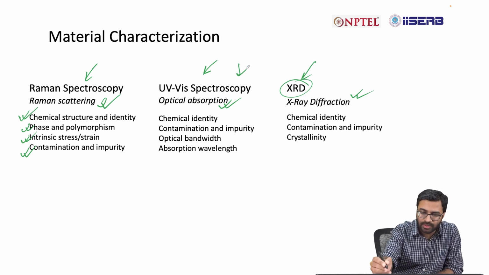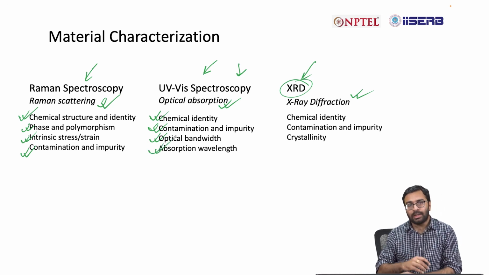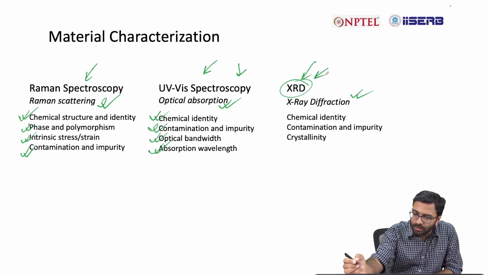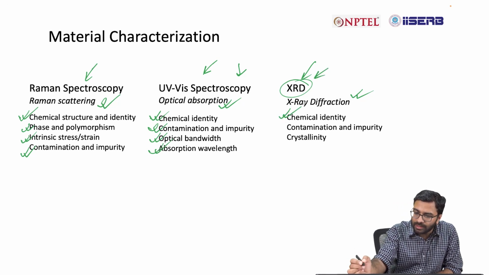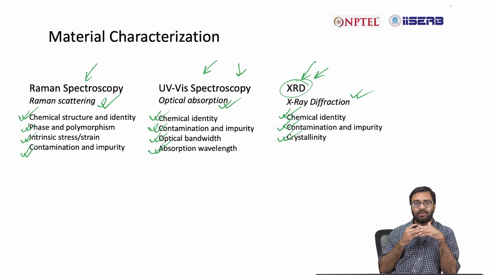Similarly, using UV visible spectroscopy, you will be able to detect to some extent chemical identity. You can also detect contamination and impurity. You can detect the optical bandgap of that material and then absorption wavelength. So you also can say at what wavelength the optical absorption is higher. Then using XRD, you will be able to detect the chemical identity, contamination and impurity, and then most importantly, you will be able to detect the crystallinity of a material, that is crystal planes, what type of crystal it is. This type of information you will be able to get.